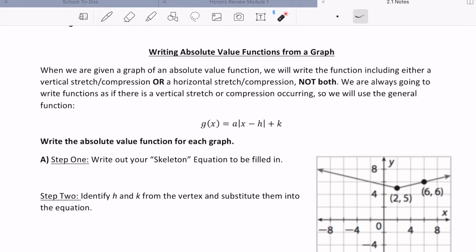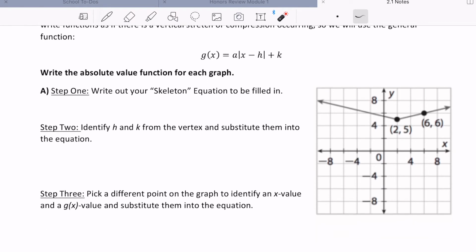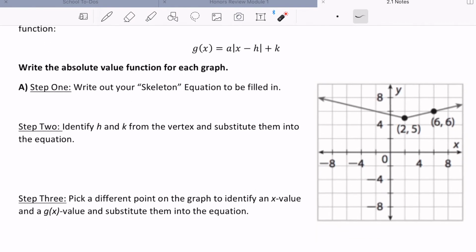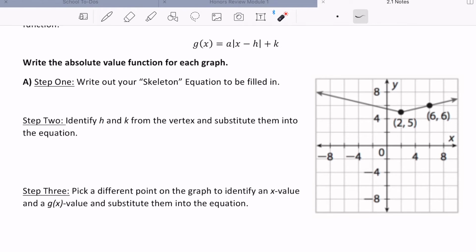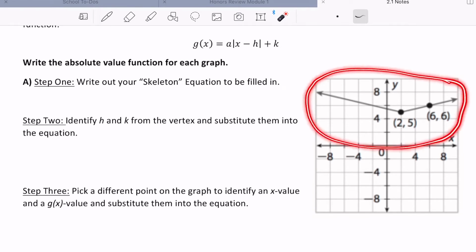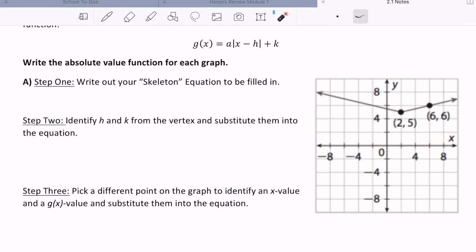In other words, we are only going to be solving using an a value. If there happens to be a b value, it will be given to you. I will not ask you to solve for b for now. So let's go ahead and write the absolute value function for each graph. For example, a, here is our function. We are going to follow a series of steps in order to help us identify what our function is.